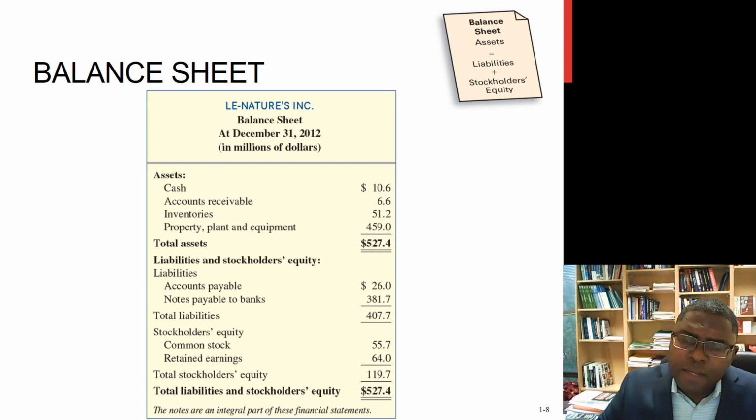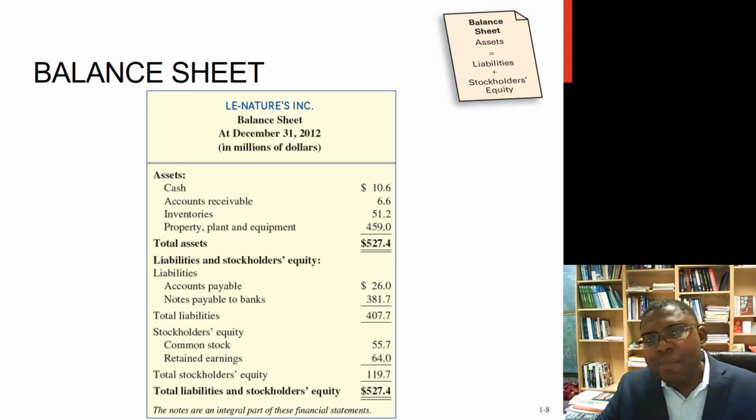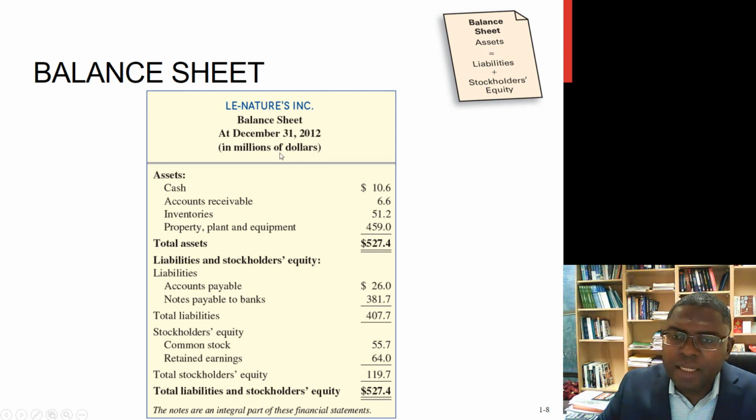This is going to differ from other financial statements we are going to see. A statement like the income statement is going to reflect happenings for the entire year, but the balance sheet is just at a particular point in time. We have the unit of measurement. The figures we see below are in millions of dollars.